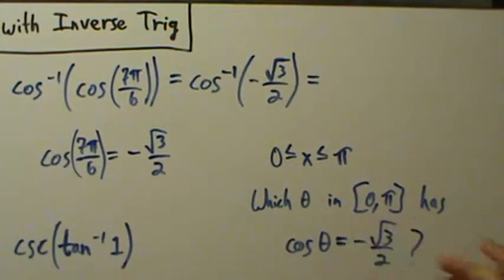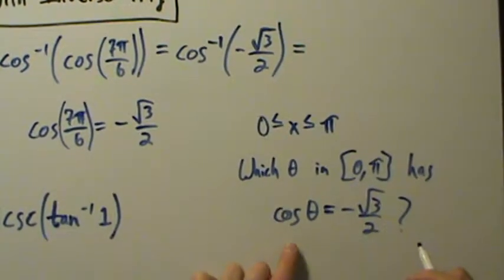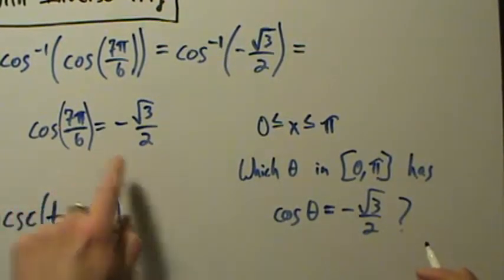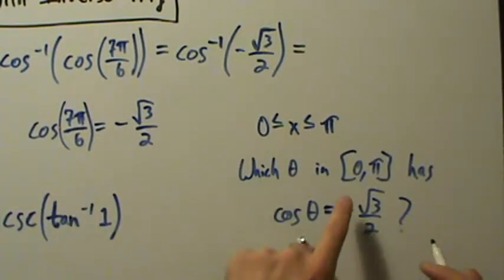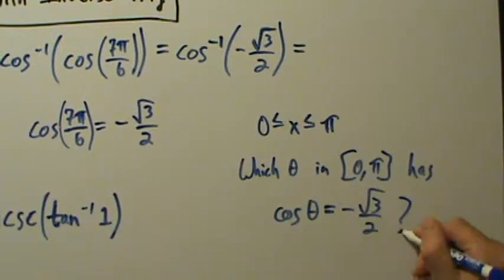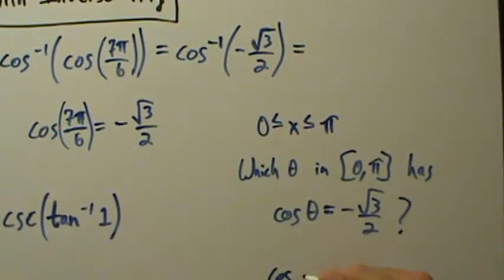And again, there are infinitely many thetas that have cosine of theta equal to negative root 3 over 2. For example, here's one of them, 7 pi over 6. But there's only one such theta that's in the interval from 0 to pi. And what theta is that? That theta is 5 pi over 6.